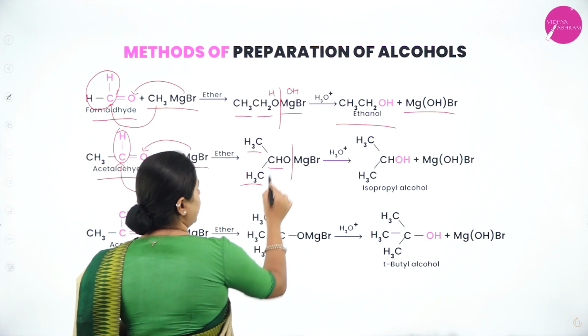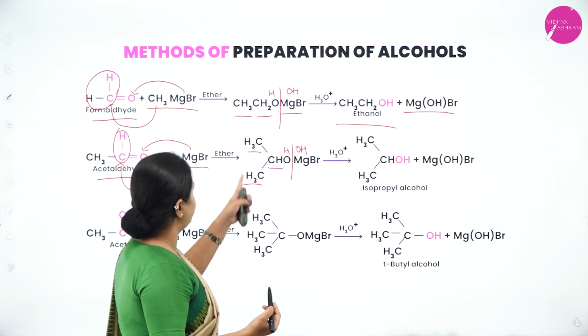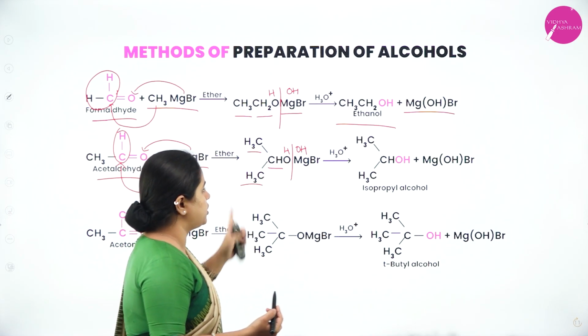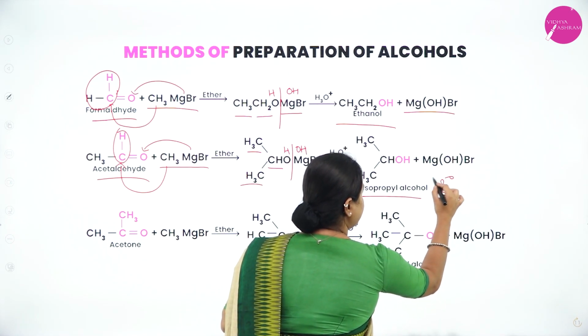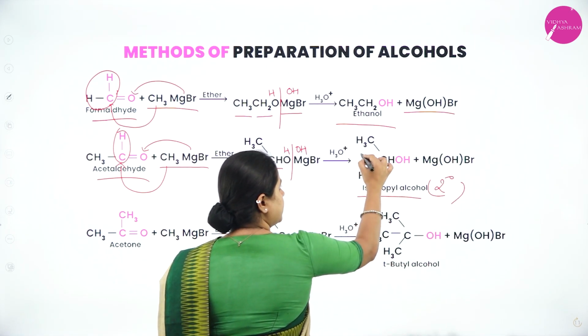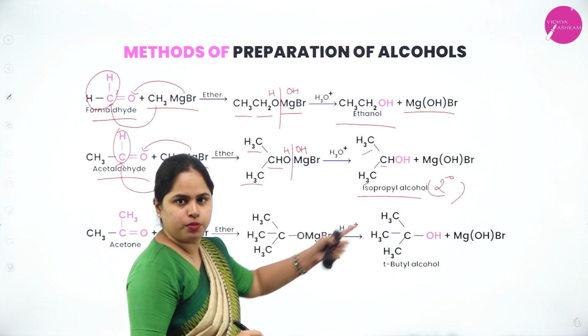Now this will also break, and H and OH will be added, hydrolysis will take place. So you are going to get CH3CHOHCH3, which is a secondary alcohol. This carbon is attached to a further two carbon atoms, so it is secondary, and you have MgOHBr.